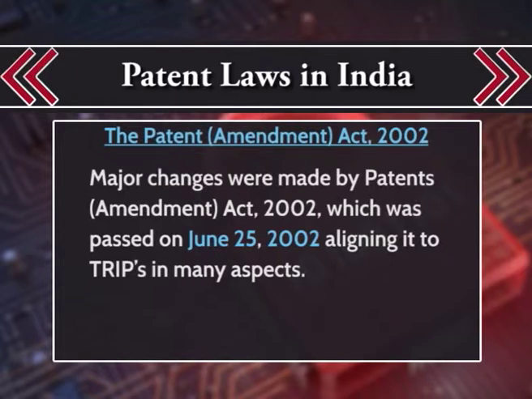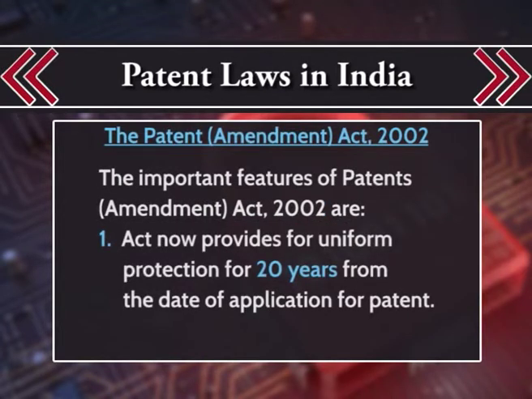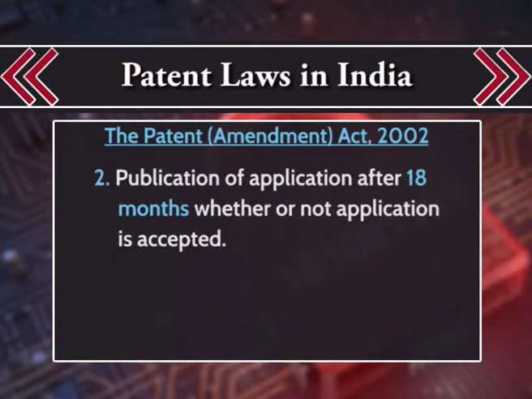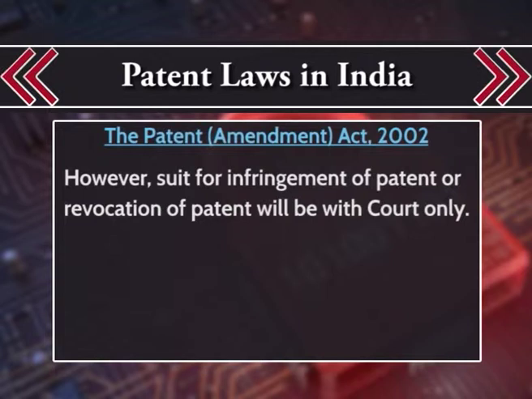Major changes were made by the Patents Amendment Act 2002, which was passed on June 25, 2002, aligning it to TRIPS in many aspects. The important features of the Patents Act 2002: it now provides for uniform protection for 20 years from the date of application for patent. Then, publication of application after 18 months, whether or not the application is accepted. An Appellate Board is established, therefore appeal against the order of the Controller and Central Government and application for rectification of register of patents will be to the Appellate Board and not to the High Court. However, suit for the infringement of patent or revocation of patent will be with the court only.